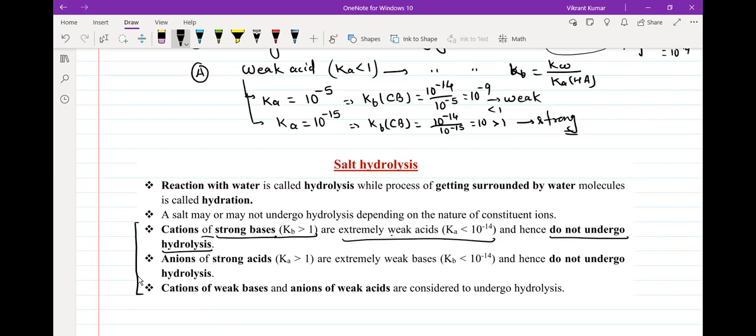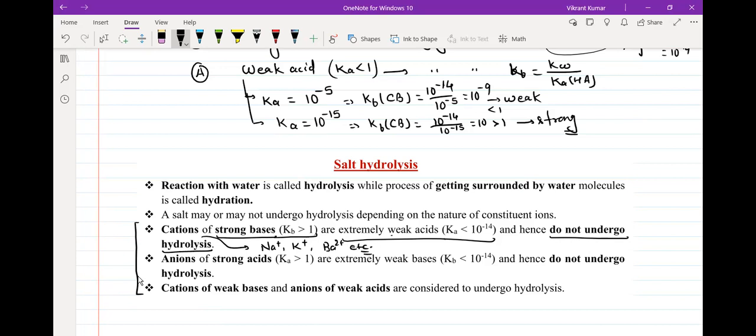Which cations are these, the cations of strong bases? Na plus, K plus, Ba2 plus. These will mainly come up. The rest we saw in the full list, right. You can write Rb plus, Cs plus, all those things. But practically you'll be getting these types.